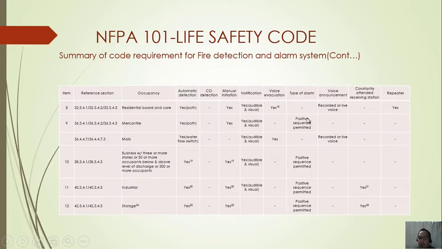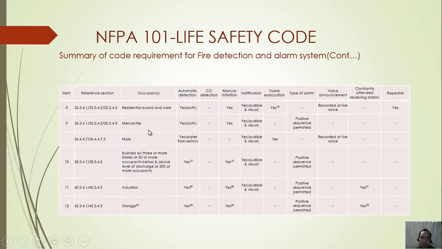So, type of alarm, what you will notice here, positive sequence permitted. Here, it's not. So, it's not permitted to have positive sequence. It means once there's a fire initiated from a device, it will automatically generate an alarm within the building without any delays, playing the recorded message or a live voice from the trained person or firefighter. Repeater is also required.